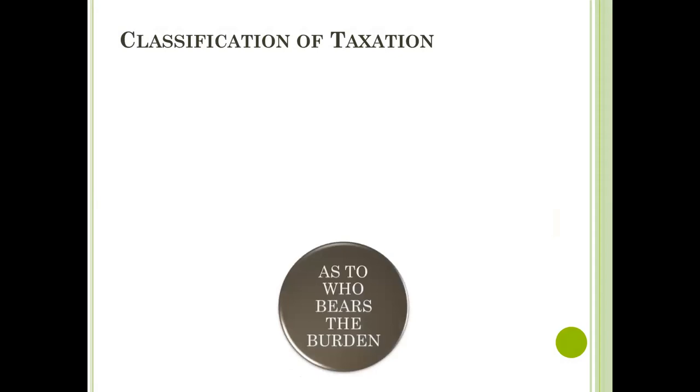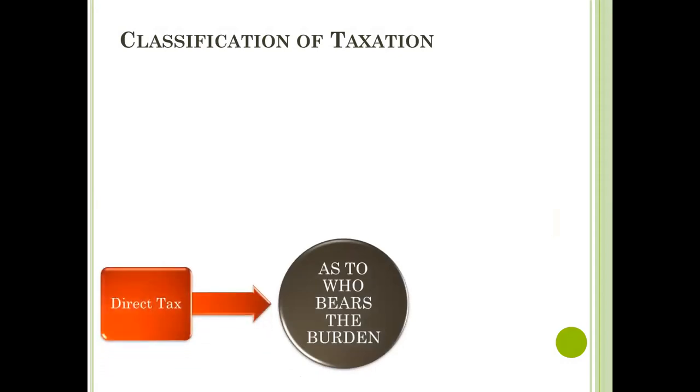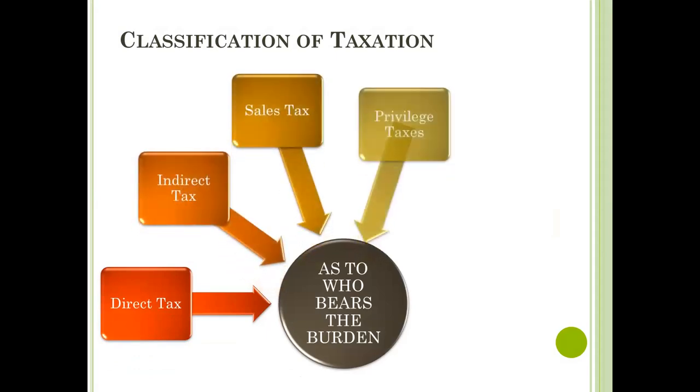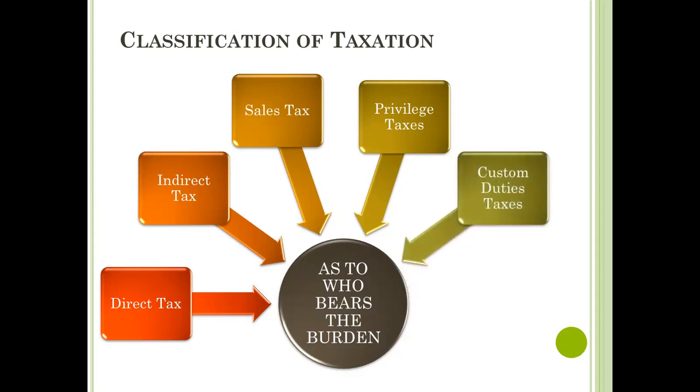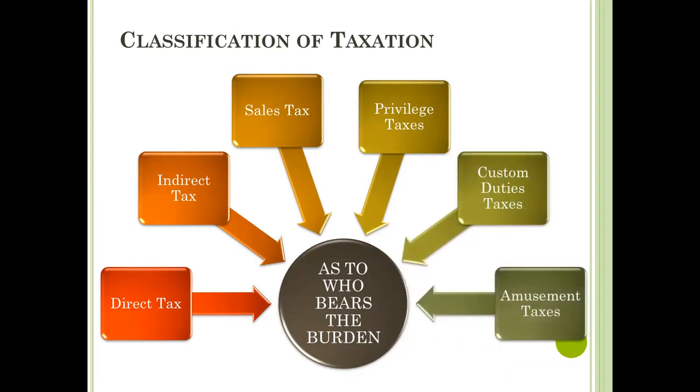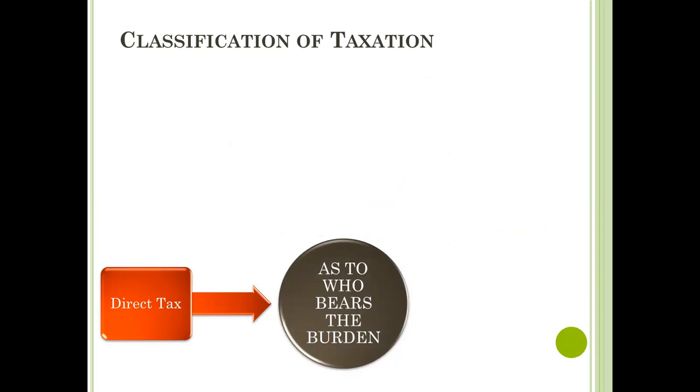Another classification of tax is as to who bears the burden. So for this one, we have direct tax, indirect tax, as to determination of amount, and as to purpose. We have the sales tax, privilege tax, and custom duties tax, and the amusement taxes. So for direct tax, these are taxes that are levied on people and are paid directly to a tax collecting agency of the government. So example of this one is income taxes, residence taxes or community taxes, immigration taxes, estate, gift, and inheritance taxes.